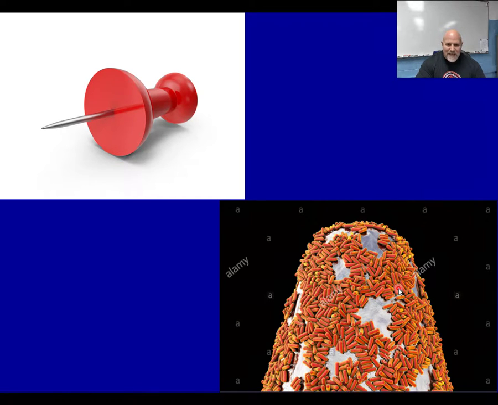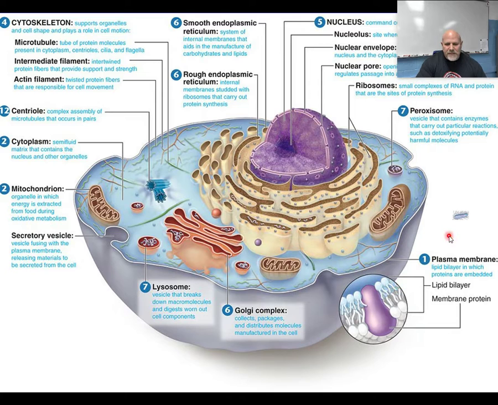If we're comparing the size of the bacteria to a eukaryotic cell, here's a eukaryotic cell, and here's a prokaryotic cell. So you can see the size of the prokaryotic cell is quite small compared to a eukaryotic cell. As a matter of fact, prokaryotic cells are smaller than most of the organelles that we find inside eukaryotic cells.